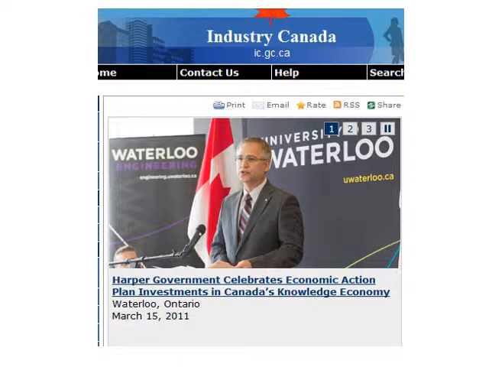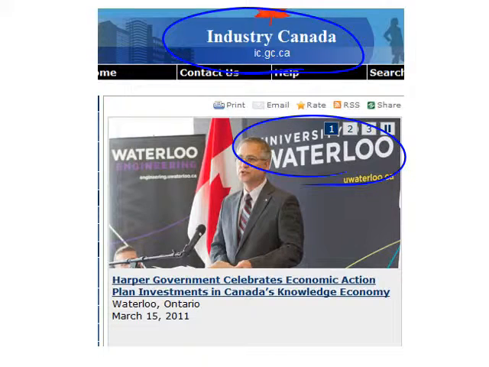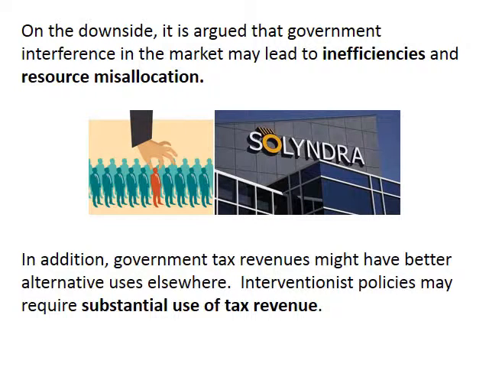So here's one example of Industry Canada coming to the University of Waterloo, which is of course high tech. And the Harper government celebrates economic action in Canada's knowledge economy, so greatly IT. So that's where they're putting their money because that's where they feel the future growth is. On the downside, it's argued that government interference in the market may lead to inefficiencies and resource misallocation. Again, is the government going to pick the best area to allocate the resources, and will it be done in an efficient manner? In addition, government tax revenues might have better alternative uses elsewhere. Interventionist policies may require substantial use of tax revenue.